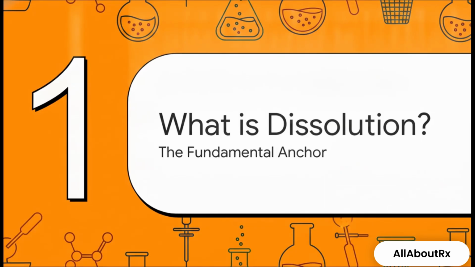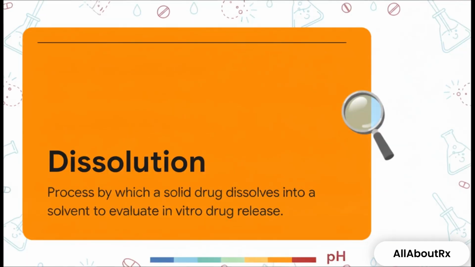Section 1. What is dissolution? The fundamental anchor. Let's start with a quick refresher. Dissolution is basically defined as the process where a solid drug substance dissolves into a solvent, which we call the dissolution medium. But practically speaking, this test evaluates the rate and the extent of a drug's release from its dosage form in an in vitro setting. I mean, you definitely want to know exactly how that tablet's going to behave before it ever reaches a patient, right? So to standardize this globally, the USP defines 7 distinct types of dissolution apparatus. They're numbered 1 through 7, and each one is meticulously optimized for very specific formulation types.